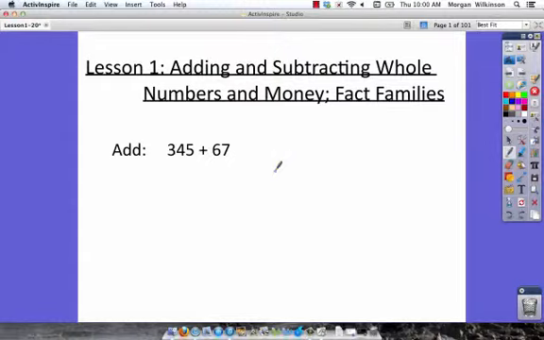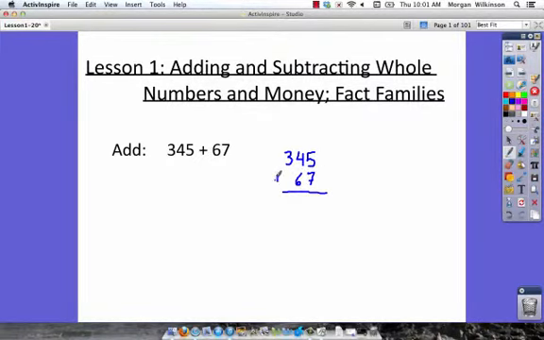We're going to begin by adding 345 plus 67. And you've likely done problems like this before. When we do problems like this, we want to make sure we align everything vertically and keep the place values lined up. So we've got the 3 in the hundreds place, the 4 in the tens place, the 5 in the ones place. We've got the 6 in the tens place, so it goes below the 4 because that was in the tens place, and the 7 goes below the 5 because that was in the ones place.